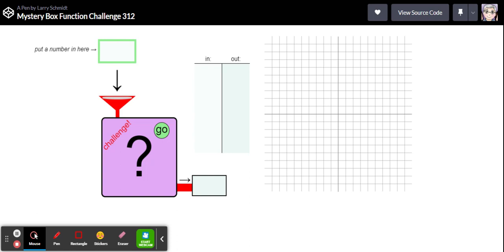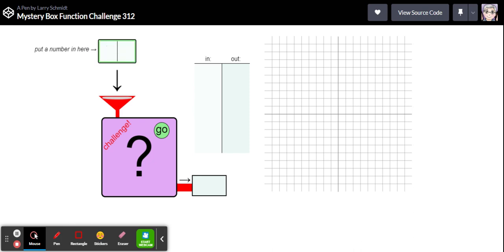In the purple box there is some math and your challenge is to figure out what it is. Because today is Friday, that math is going to be particularly challenging. You can use the link in the description if you want to try this on your own, and when you've got an idea, come on back and see if we get the same thing.